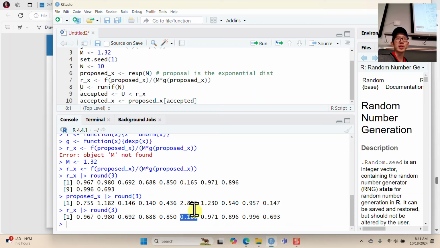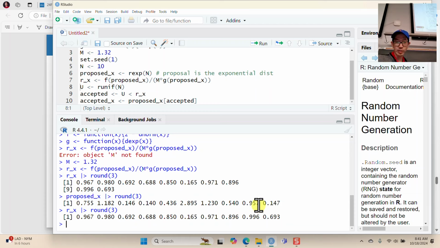And so, when you multiply the PDF of this generating distribution, g of x, times its acceptance ratio, and the acceptance ratio is found by doing f divided by m times g of x, you end up getting the desired distribution of f.